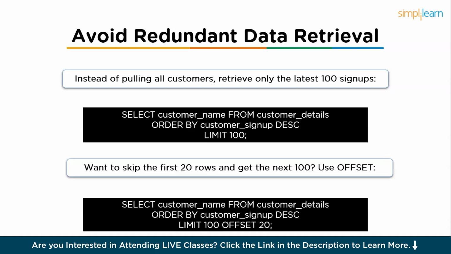Cloud databases like Snowflake and BigQuery help optimize queries by caching results, meaning repeated queries run faster. You can also use temporary tables to store frequently used queries instead of recomputing them every time.